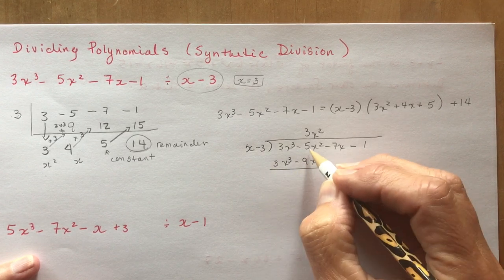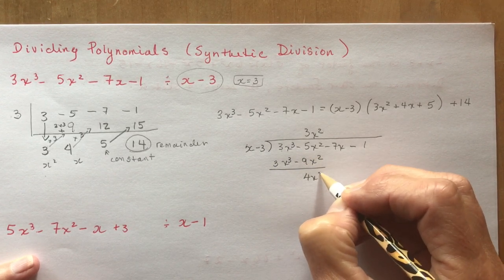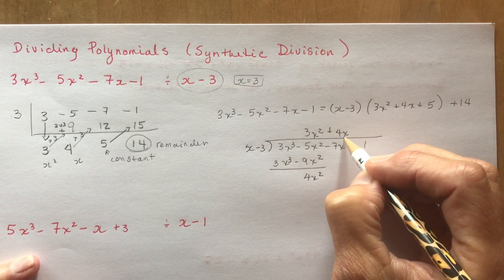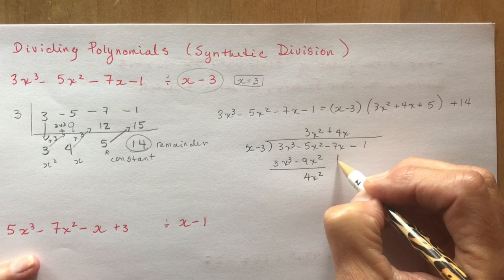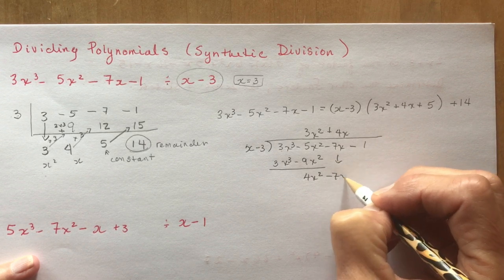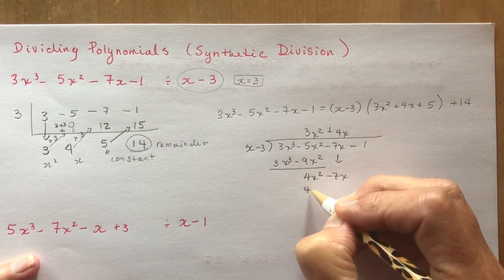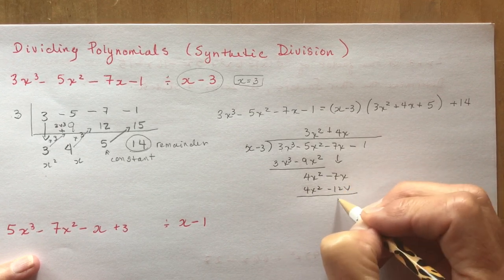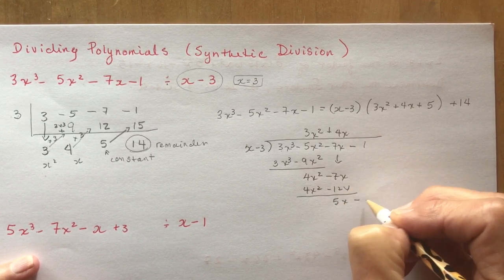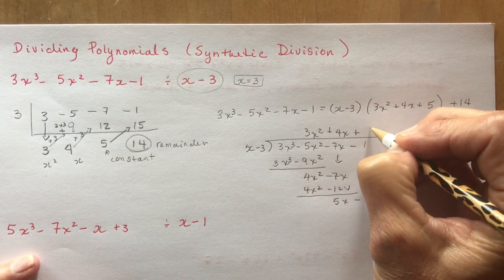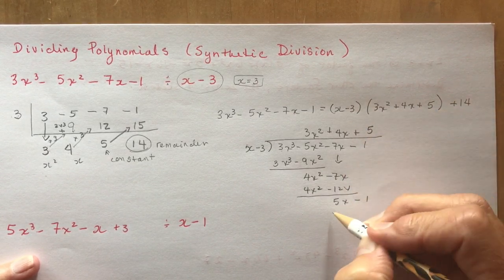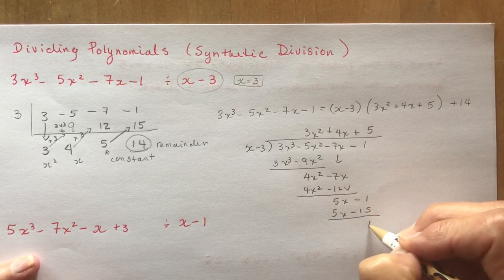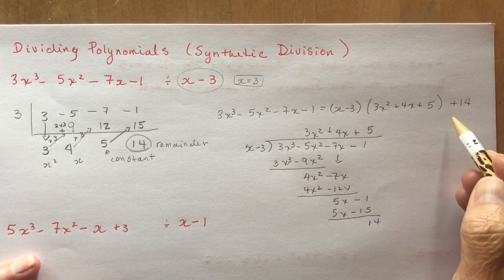And I subtract and I would have 4x squared. And then I would have to say plus 4x. I multiply, I bring this down first, sorry, minus 7x. And I would get 4x squared minus 12x. I subtract, I get 5x minus 1, plus 5. And you can see I'm getting the very same answer, 14. So they are the same.